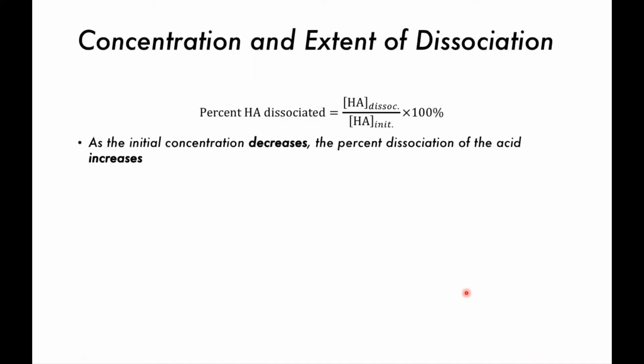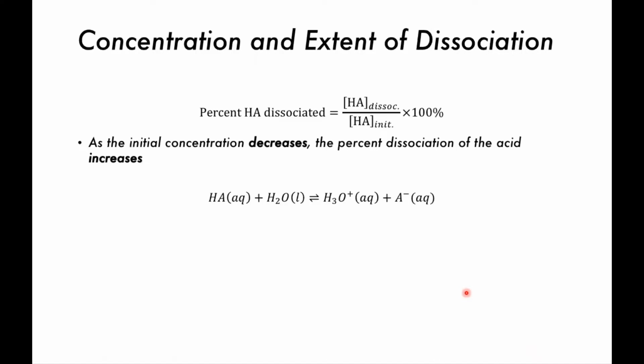Concentration and extent of dissociation. So we've already encountered this a little bit. The percent of the weak acid HA dissociated, well, it can also be for the strong acids, but usually you'll have 100% dissociation. So percent HA dissociated is equal to the concentration of the dissociated HA divided by the initial concentration of HA that was added to our solution times 100%. So as the initial concentration decreases, the percent dissociation of the acid will increase.